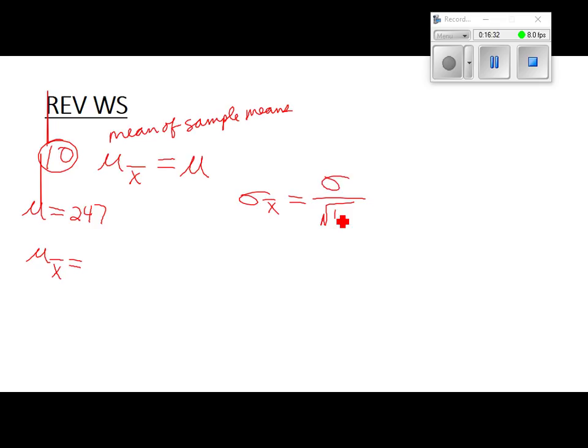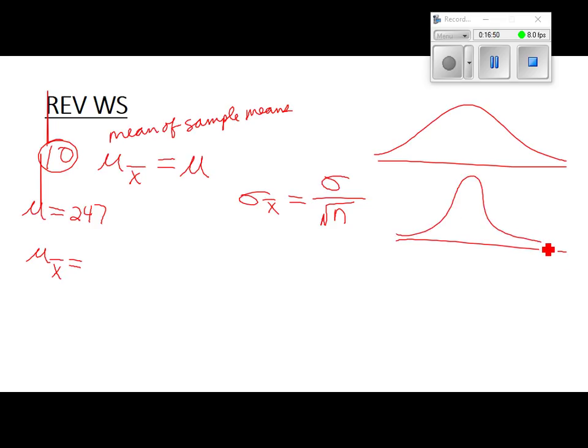Sigma over square root of n. What happens if our original graph looks like that? What happens when we start dealing with the sample means? All right, your graph's going to end up looking something like that probably. It's going to be more compressed. Be able to find probabilities, again, normal CDF.